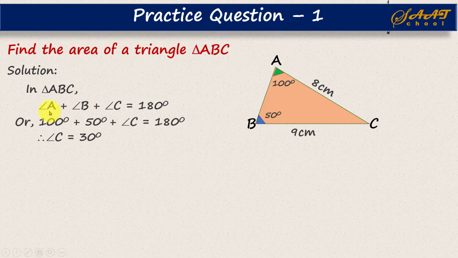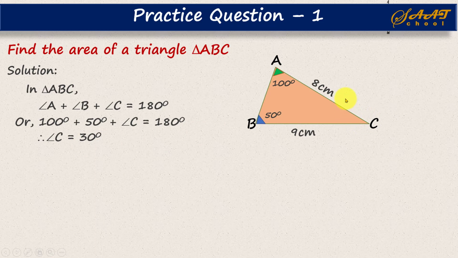Again, simply the sum of angles is 180. We know the sum of angles in a triangle is 180, and this A is 100 and this B is 50. If you sum them, this is 150, and when you subtract, you get 30. Now the value of this angle is 30 degrees.